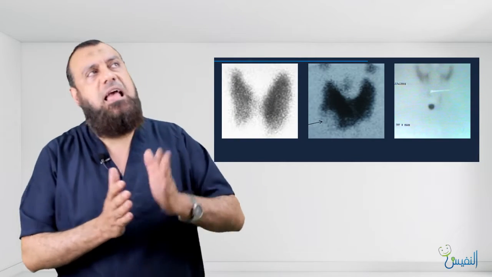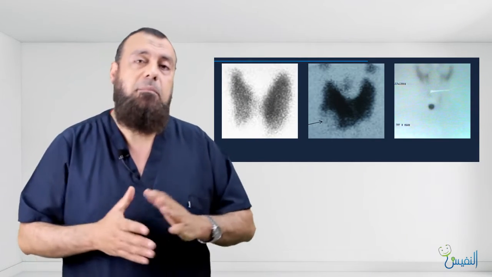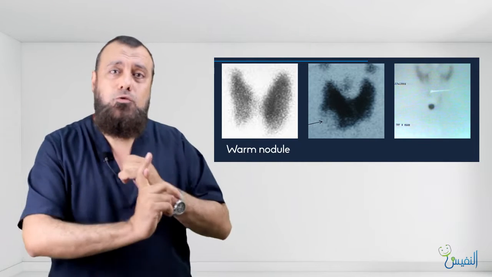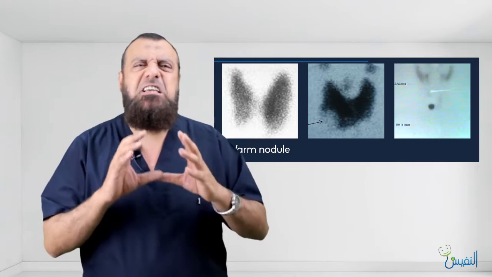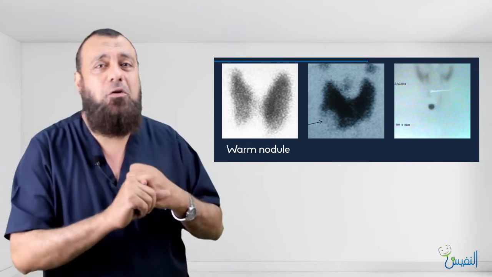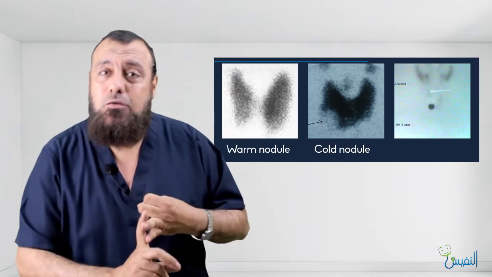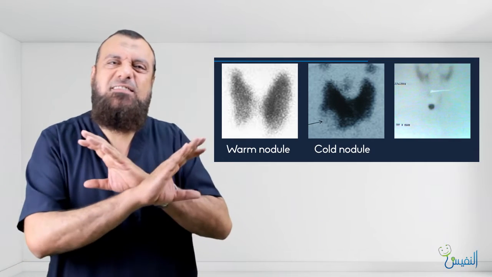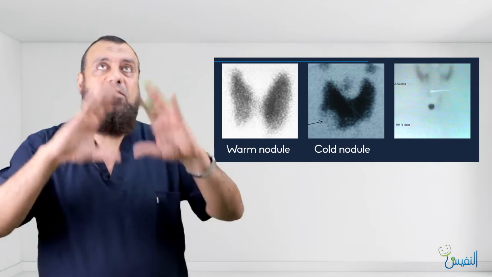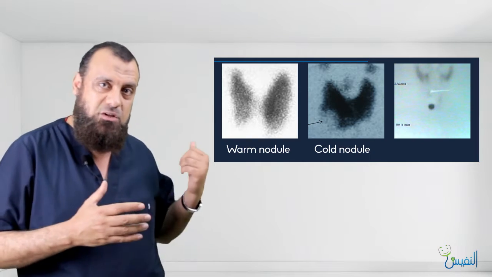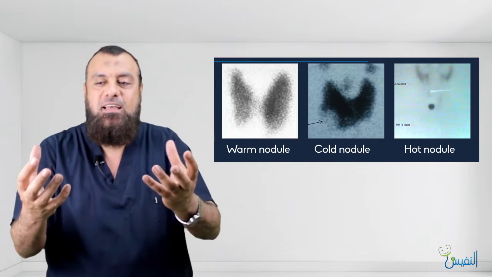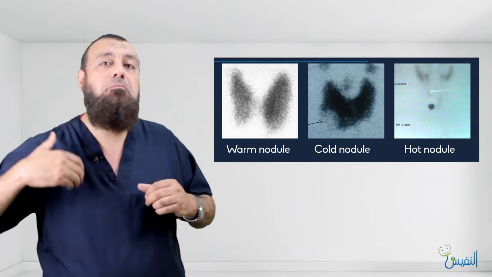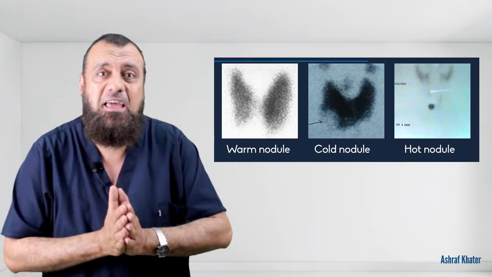Interpretation in cases of solitary thyroid nodule, the scan as we see in this photo may show, number 1, warm nodule. Warm nodule means that the uptake of the nodule is exactly like the remaining part of the thyroid. Or maybe cold nodule, the nodule does not take any dye at all and the thyroid gland takes the dye, as we see in this photo. And it may be hot nodule, the nodule takes the whole dye and deprives the gland from taking any dye.